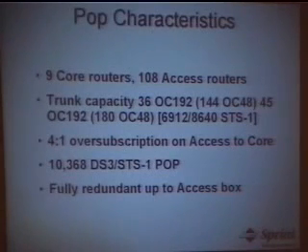If we did 4 to 1 oversubscription between the access boxes shown in the picture and the core boxes, I can support 10,000 DS3s with this pop. So I have 10,000 DS3s coming out of that box. But with the 4 to 1 oversubscription, that's less bandwidth than I have for trunk.